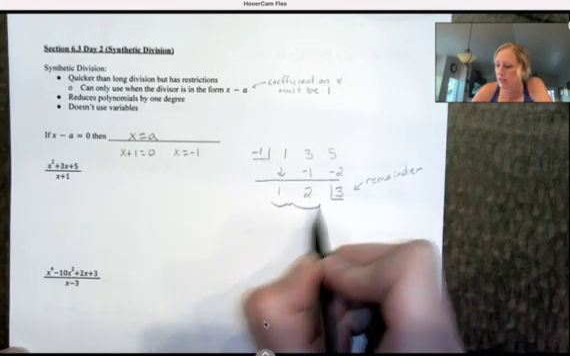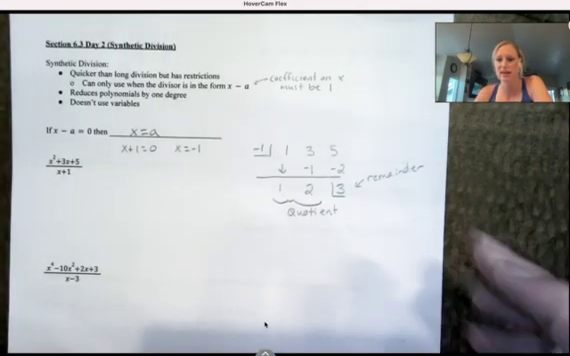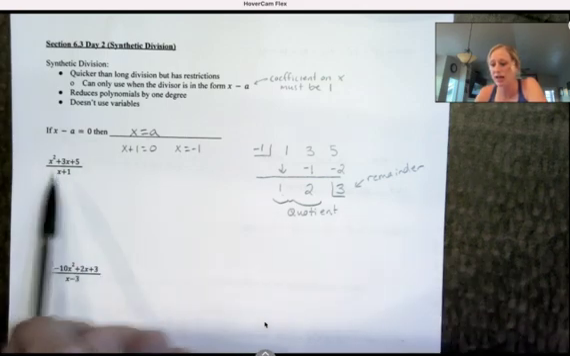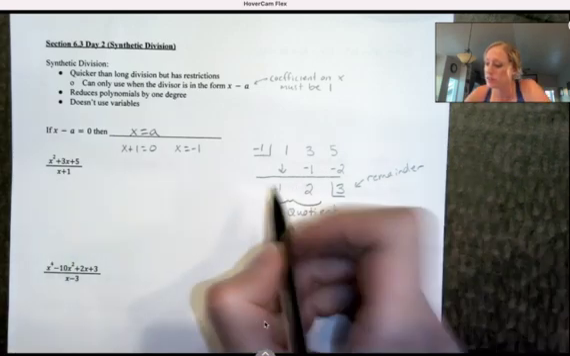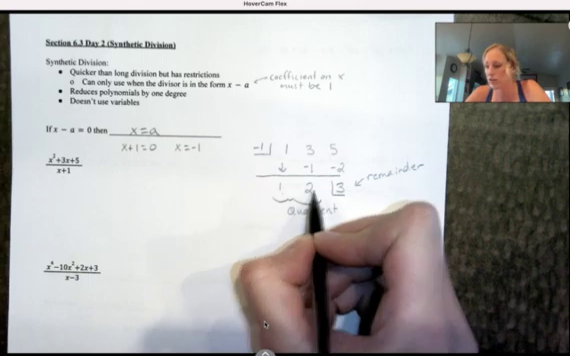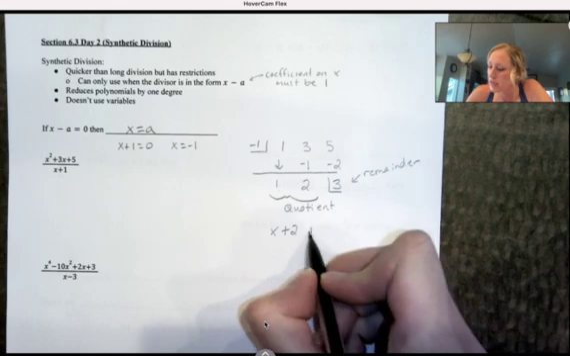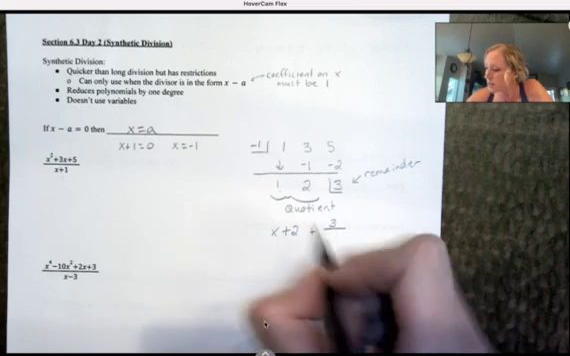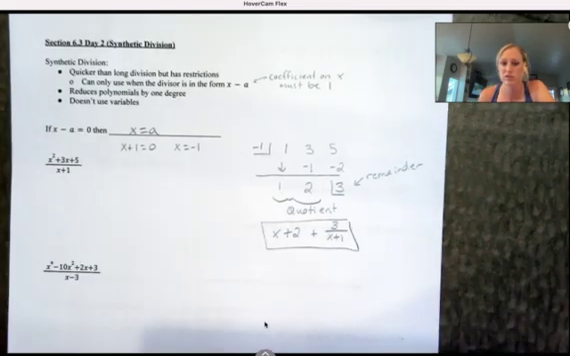This is the quotient, the answer, but it's not in its exact form. I need to put the variables and the exponents back in there. I started with a second degree. When I use synthetic division, the degree is going to go down by 1. So this is going to be x to the first, and this will be x to the 0, or a constant. So I have 1x plus 2, and then plus the remainder, 3, and remember the remainder always goes over whatever we were dividing by, x plus 1. So that is our answer to that division problem.